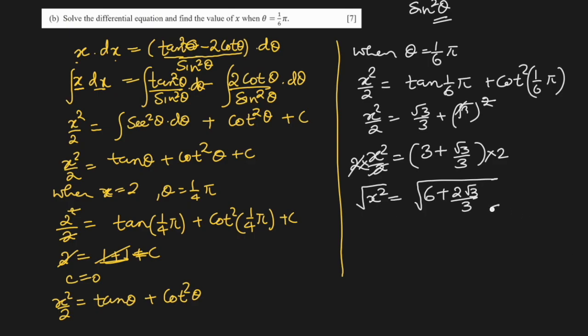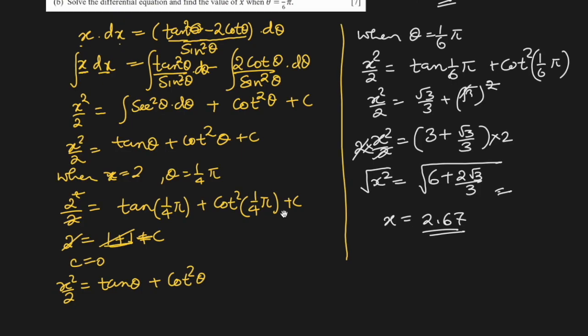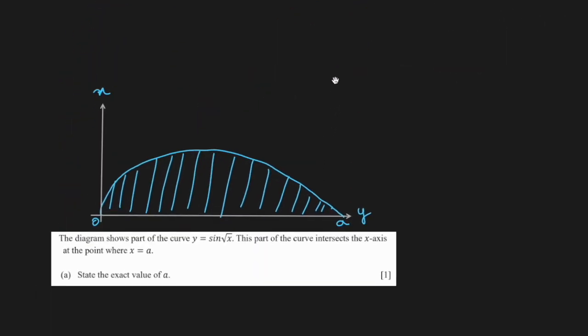So this is the exact value, but if I use my calculator, I got x equal to 2.674. So 2.67 is the answer here. Okay, let's see what is stored for us in the next one. All right.